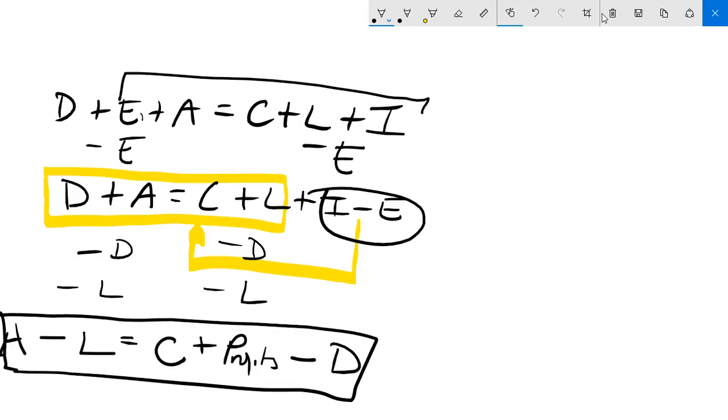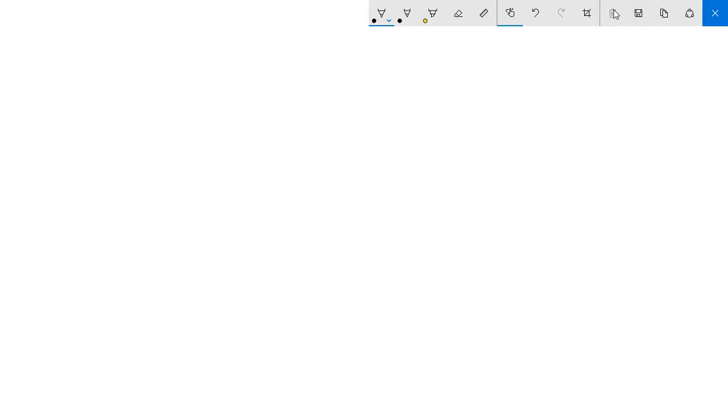This is horizontal, but remember this: A minus L is equal to C plus profits minus D. And this is the template you want in your head. But you can see where it's coming from. Okay, so let's just lay that out very quickly, vertically, which is how we do it.